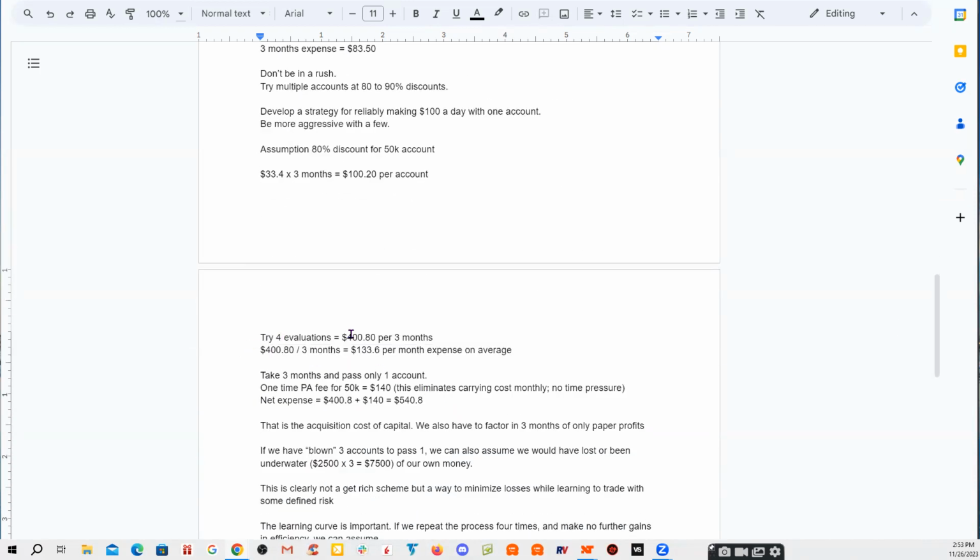If you try 4 evaluations, in other words, there's no limit to how many you can try, up to 20, I believe. But if you tried 4 evaluations, then that's going to cost $400 per 3 months. Divided by 3 is about $133 per month. That's your expense on average in your evaluation count. And if you only pass one of them, and that's a fair assumption because you're not going to pass them all, believe me.